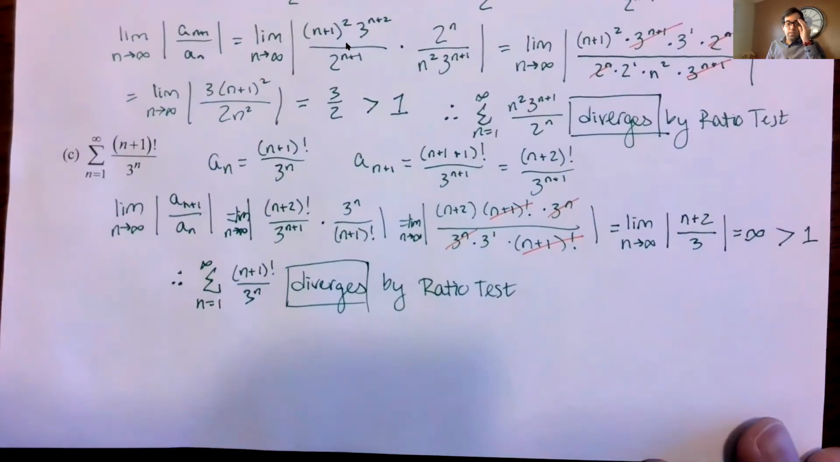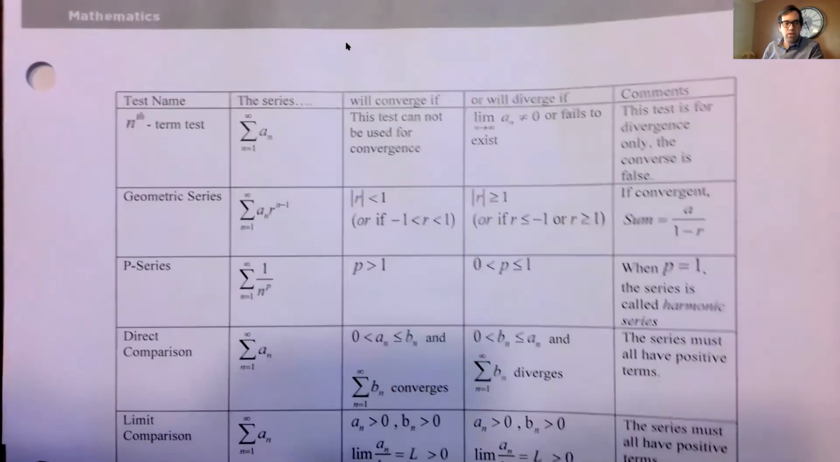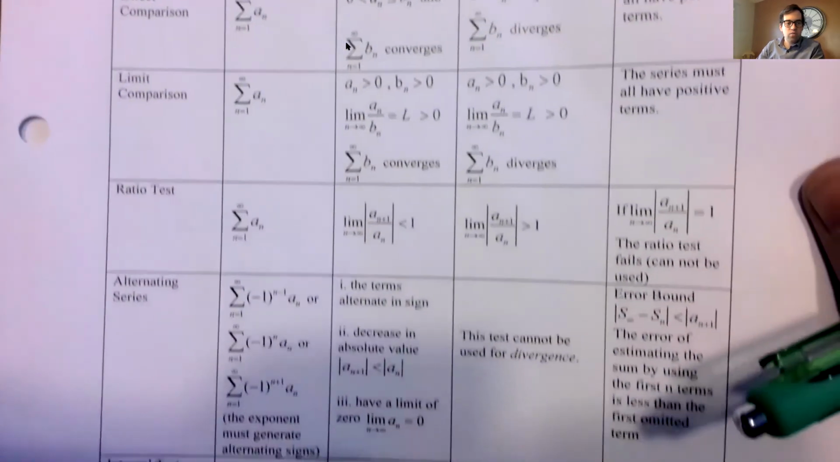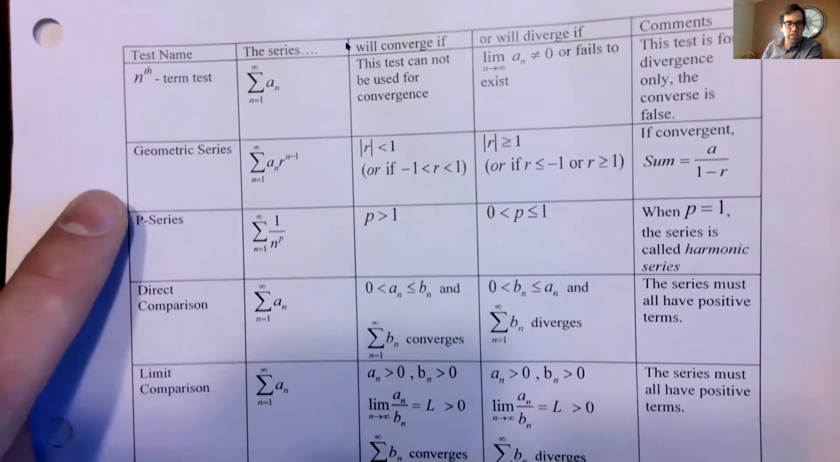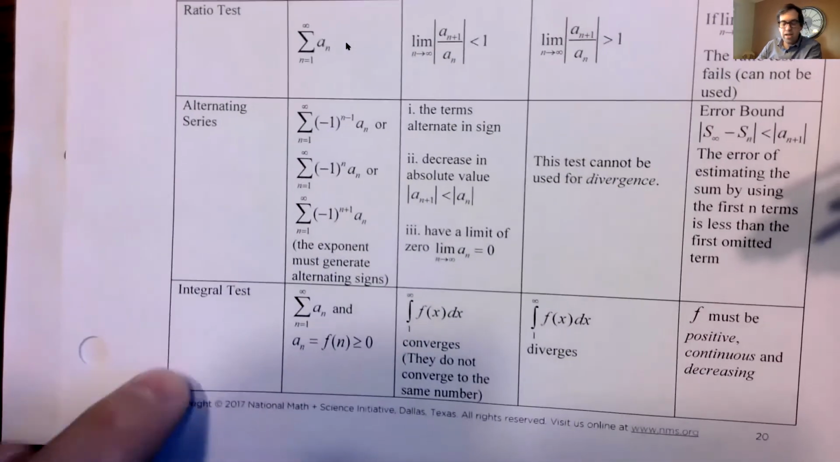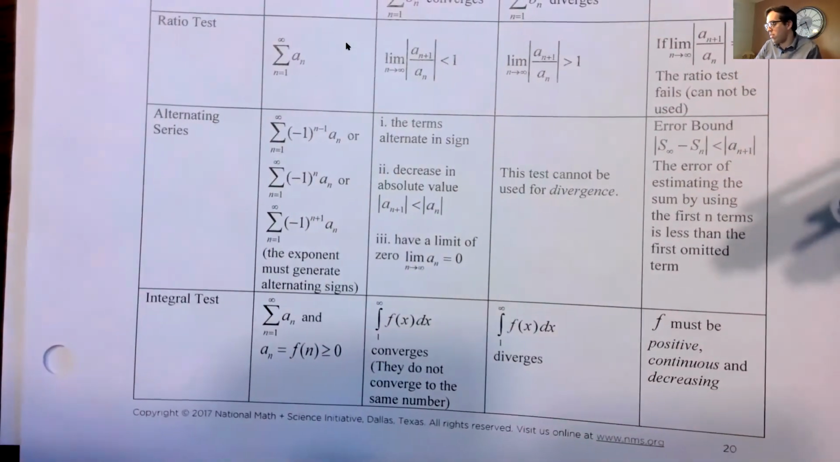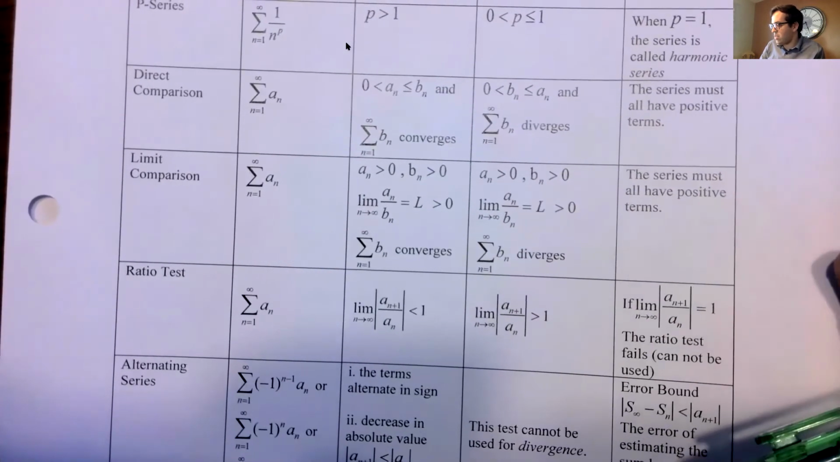All right, awesome. That is that. So if you take a look at our chart of convergence tests, we have now learned every single row on this chart. We just did the ratio test. We've also done nth term test, geometric series, p-series, direct comparison, limit comparison, alternating series, and the integral test. We know all of these tests, and everything you need to know about these tests is on this paper.